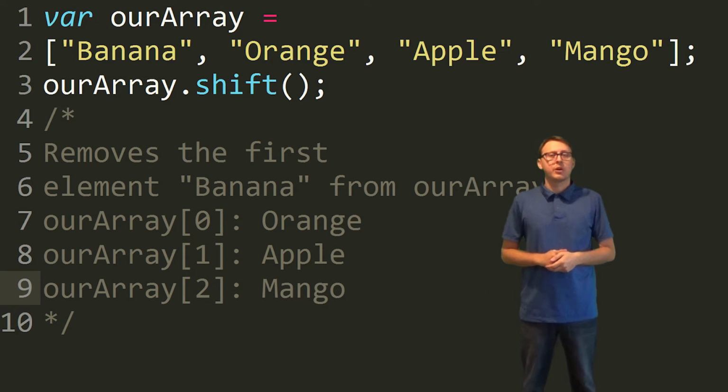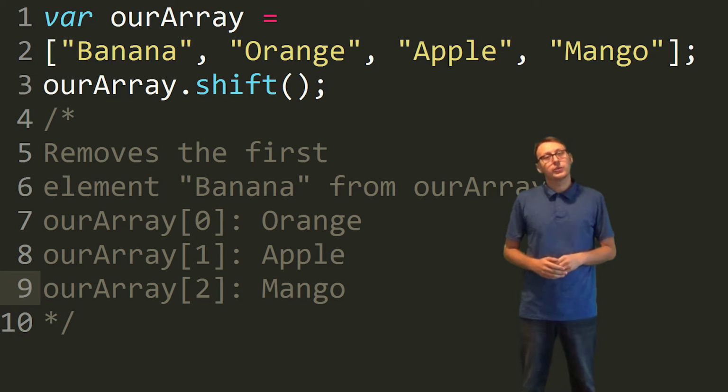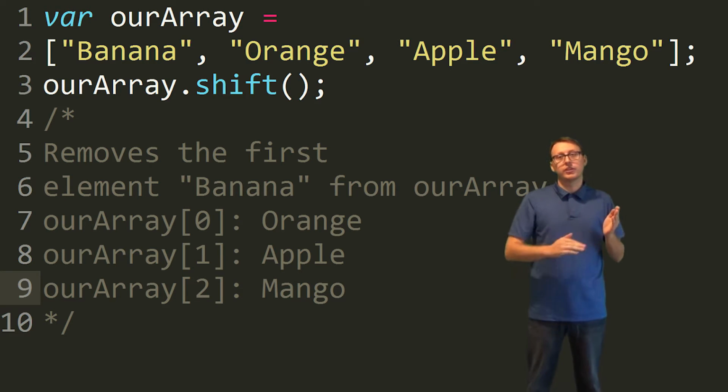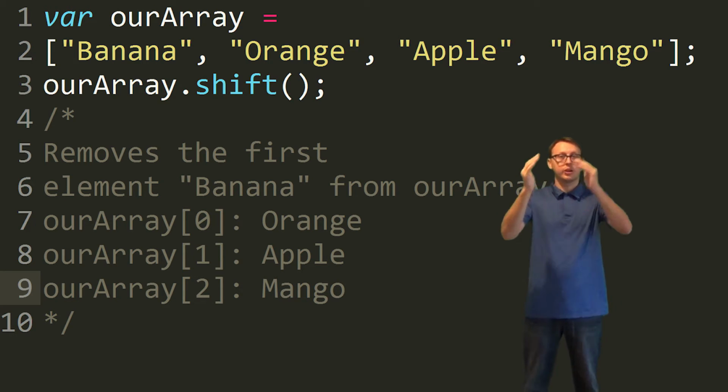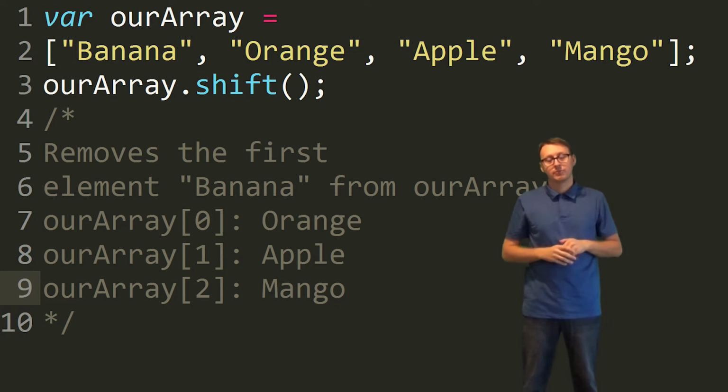Similar to how push or pop works at the end of the array, now if you want to work with the beginning of the array, you'll use shift and unshift. When you use shift, what's going to happen is it's going to remove that first index value and then shift everything over to the left one. So what was in the 1 index will now be the 0 index. What was in the 2 index will now be the 1 index.